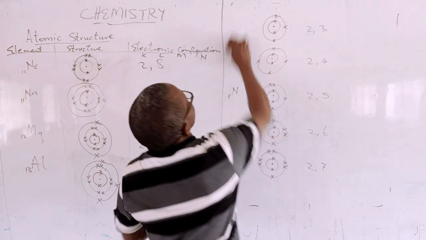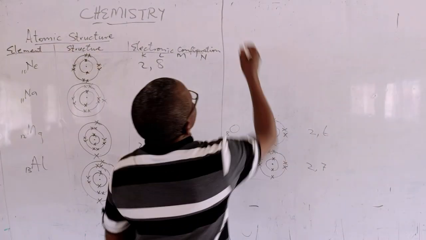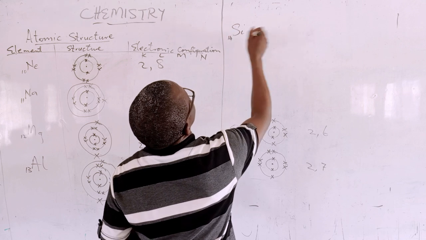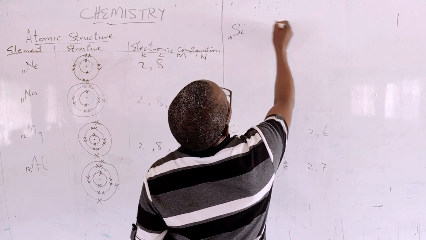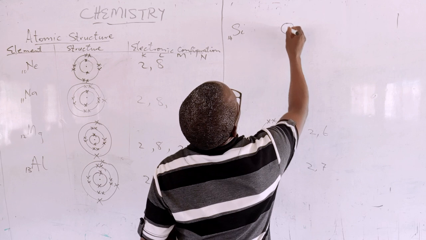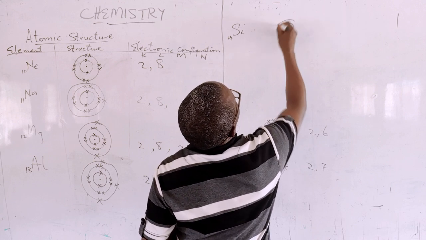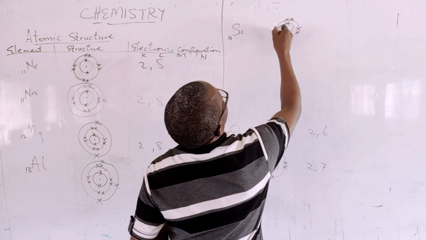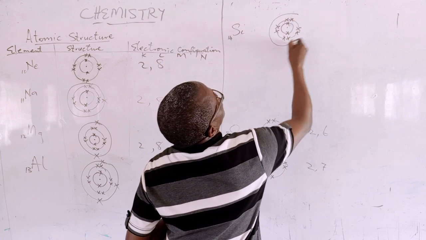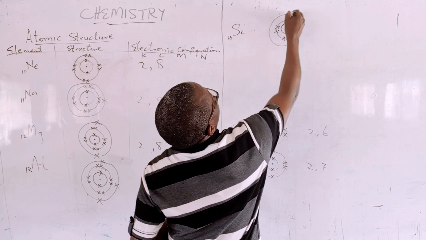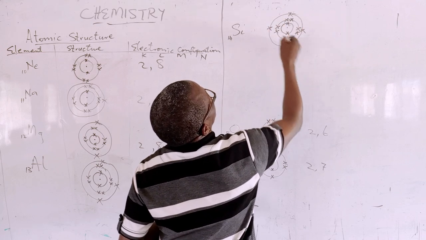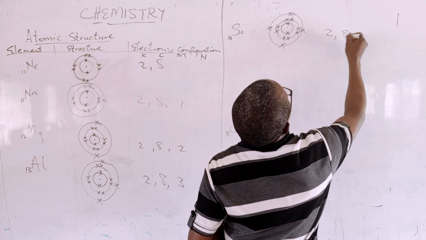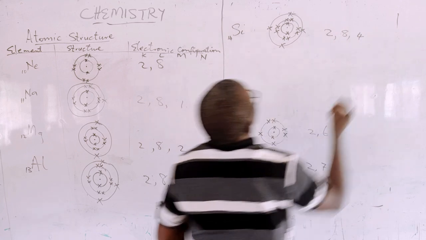Let's do silicon. Silicon is Si, atomic number 14. Then you will have the first shell, 2, second shell, 8 electrons, third shell, 4 electrons. Then you have 2, 8, 4.